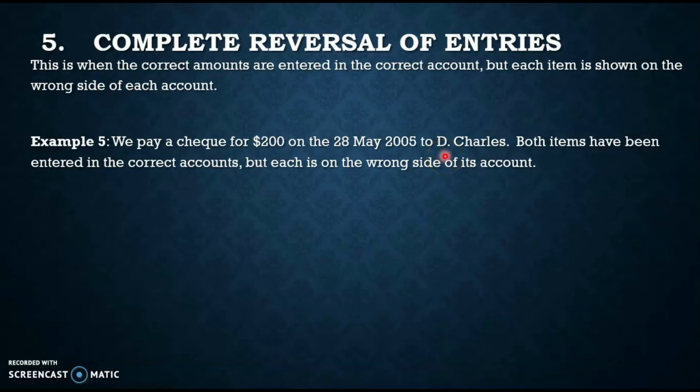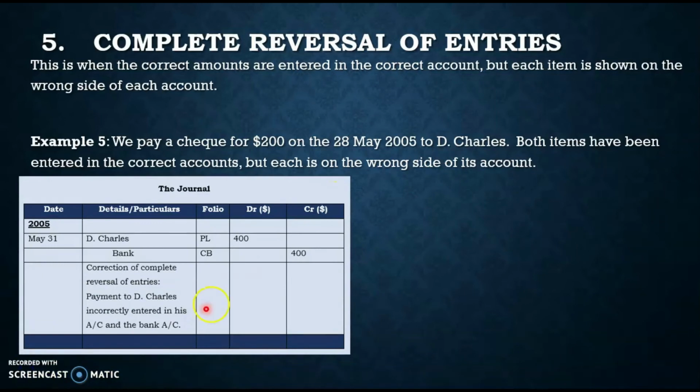However, you put it on the wrong side. All right, so let us explain. The amount is actually $200, right? But in the journal, you recognize that they have 400. Now let's reason it out. It was a right account, but on the wrong side, right?